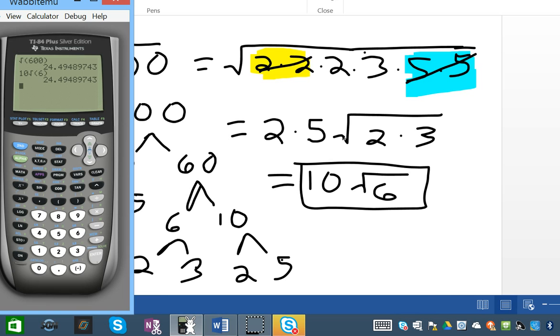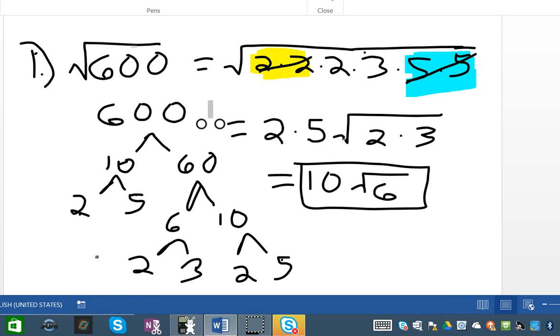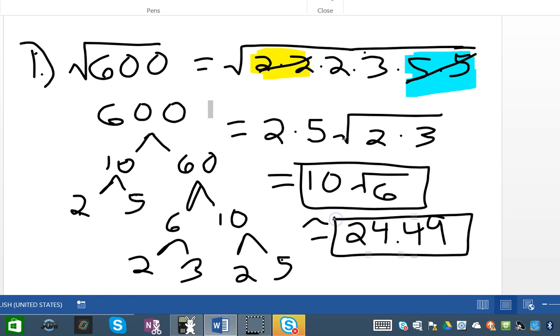Having said that, for this problem, we are also required to provide a decimal approximation. Based off our calculator, the decimal approximation is just 24.49. Now remember what I said, if it's an approximation, you don't write an equal sign. You actually just write a squiggly line on top of where the first line would have gone. Okay, so our exact answer is 10 times the square root of 6, and our decimal approximation is 24.49.